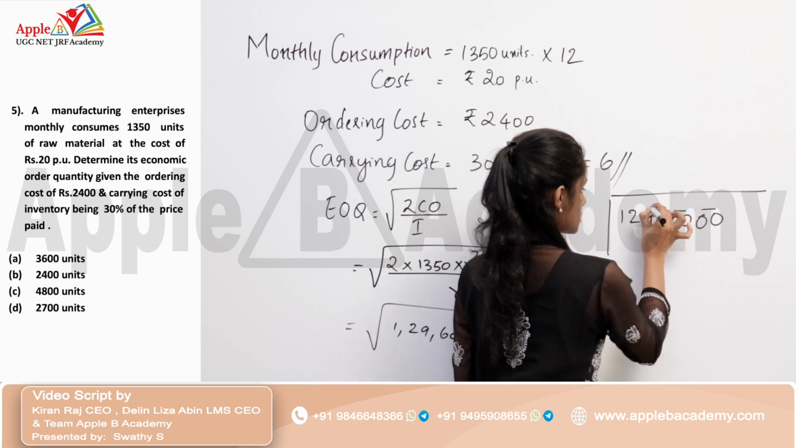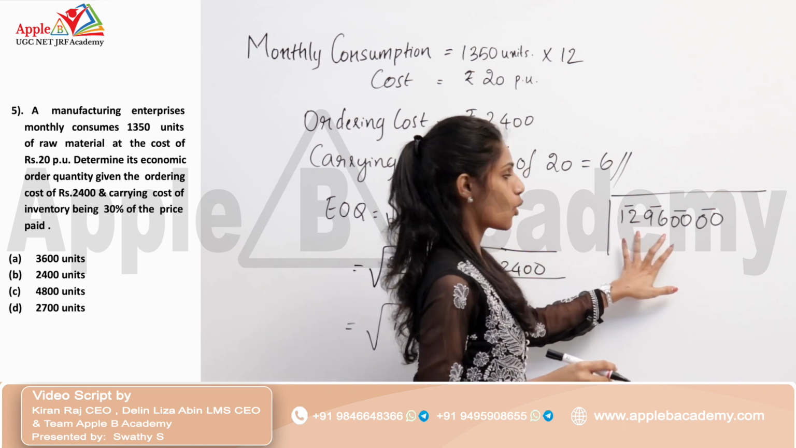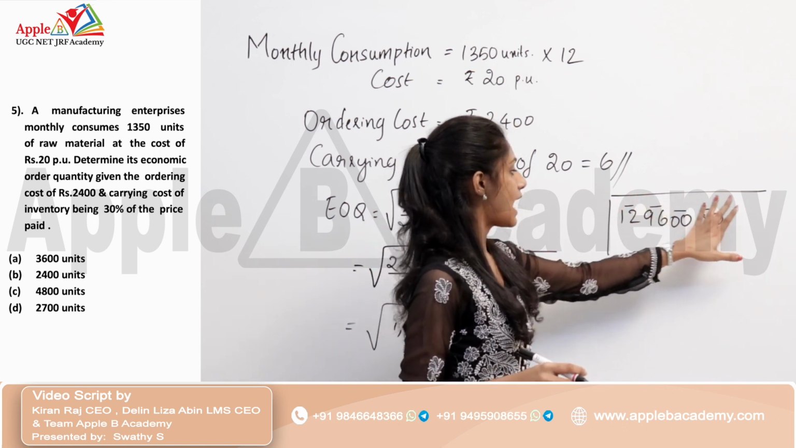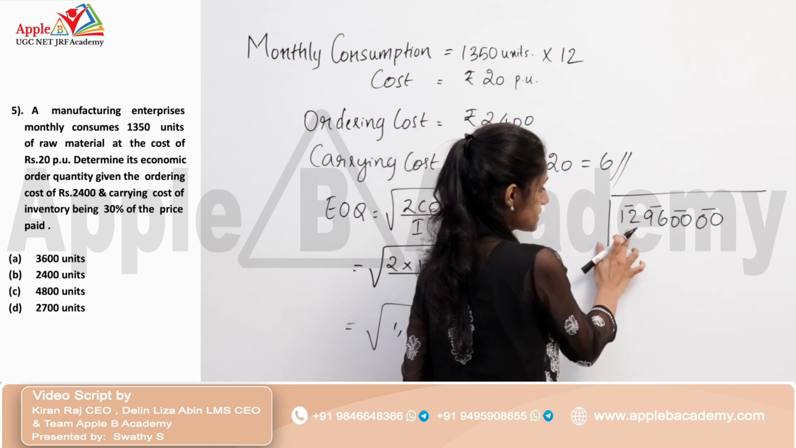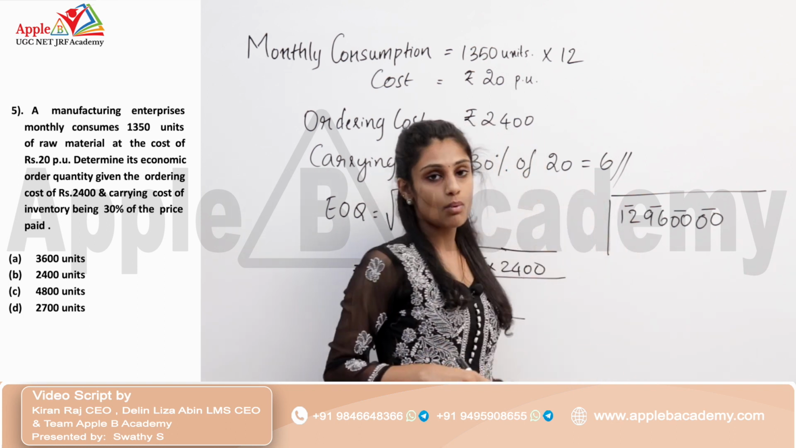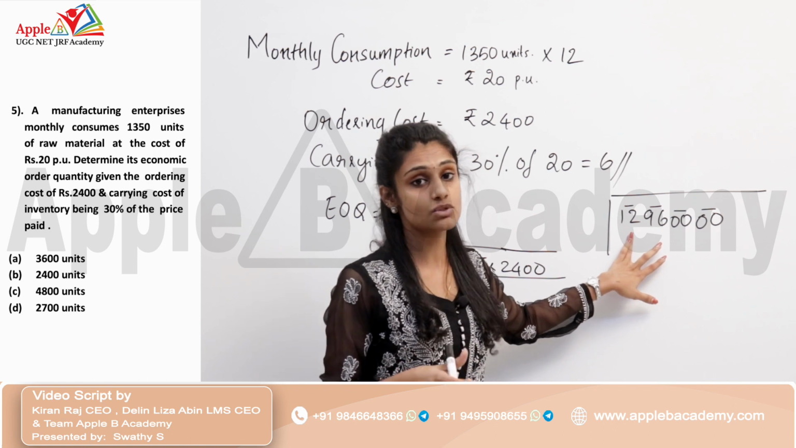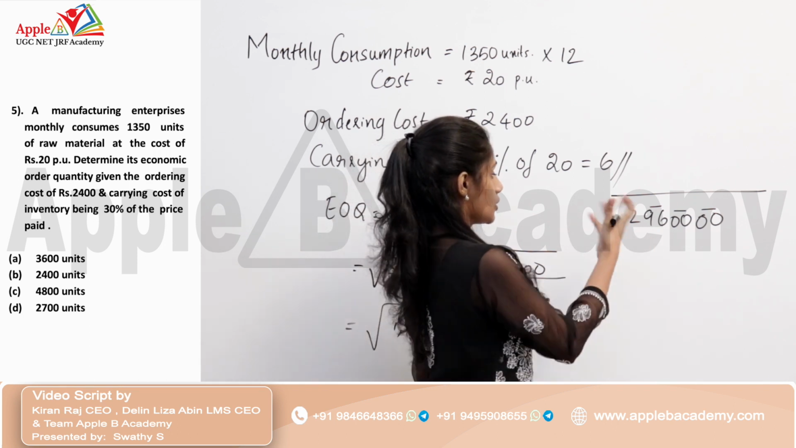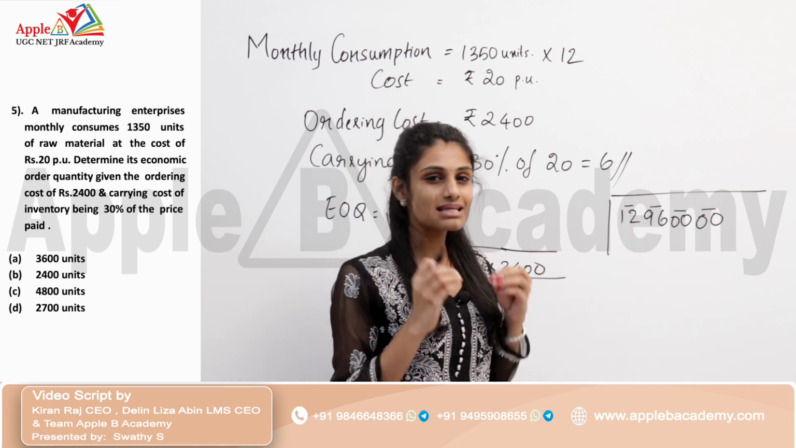Firstly, you have to group this number from the right side, and each group consists of 2 digits. So 0, 0, 0, 0, 9, 6, 1, 2. We have grouped them, and each group consists of 2 digits. Now you have to take the first number. The first number will be 12, and you have to take the perfect square for this 12. We know that 12 is not a perfect square.